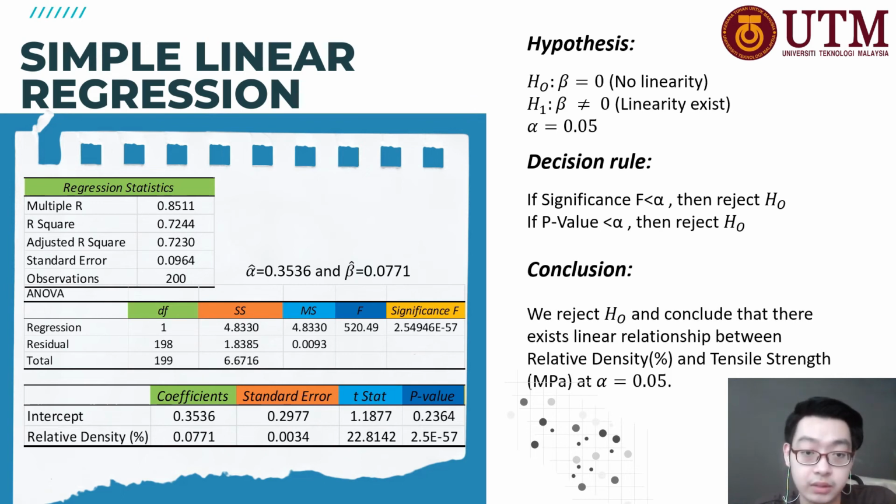Based on the table, we can see the significance F is 2.45946 times 10 to the power of negative 57, and the P value is 2.5 times 10 to the power of negative 57. So both are less than 0.05, which means we reject H0 and conclude that there exists a linear relationship between relative density and tensile strength at a significance level of 0.05.